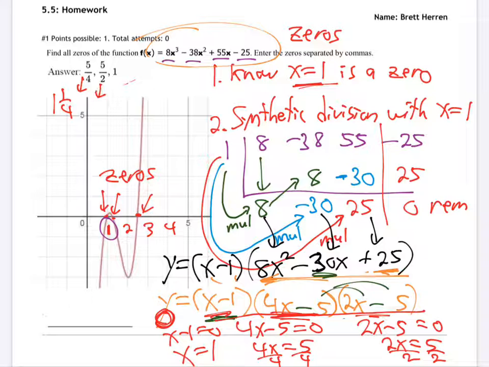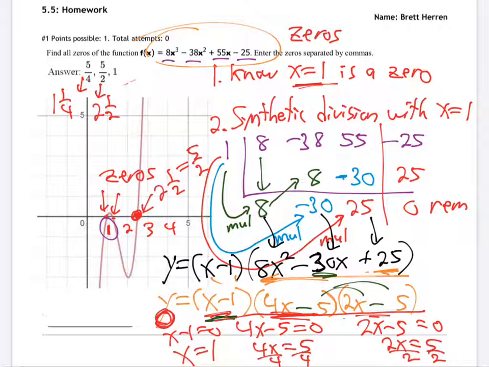And this one is 5/2. 2 goes into 5. That's 2.5 is what that is. That looks like it's the one on the right, huh? This one right here. It's right in the middle between 2 and 3. That's 2.5, which is the same as 5 divided by 2. 2 goes into 5 2.5 times, huh? We good there? So we just found the 3 zeros.